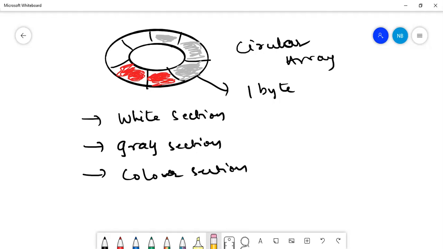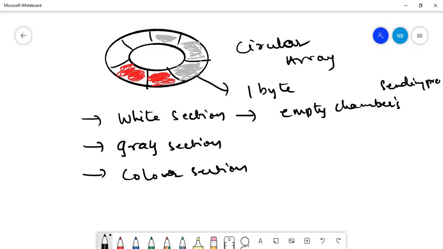So what does the white section denote? The white section denotes empty chambers. Empty chambers are nothing but empty locations that can be filled by the sending process.